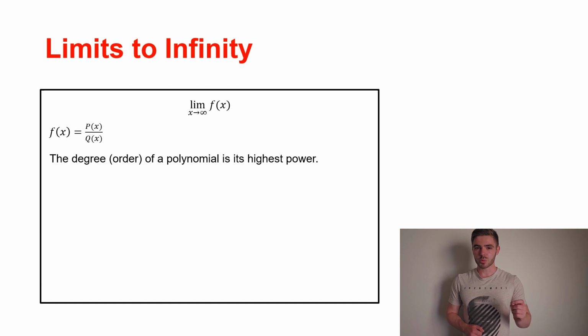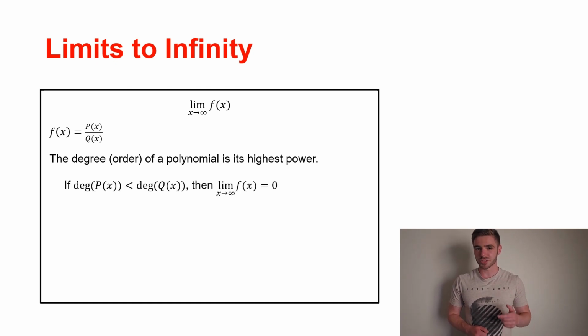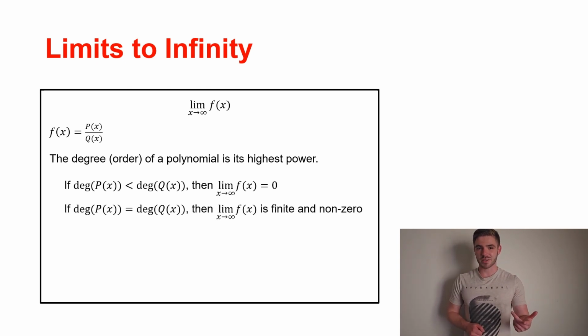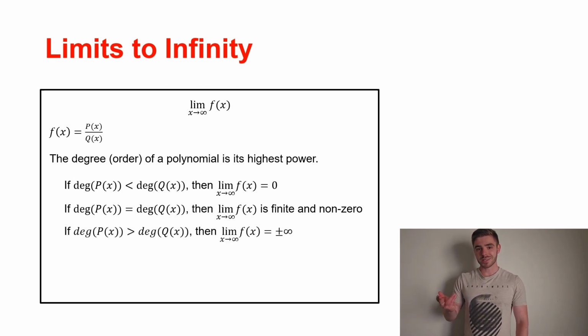If the order of the numerator is smaller than the order of the denominator, then the limit as x approaches infinity is 0. If the degree of the numerator and denominator are equal, then the limit is finite and non-zero. Finally, if the order of the numerator is larger than that of the denominator, then the limit as x approaches infinity is either going to be positive or negative infinity.